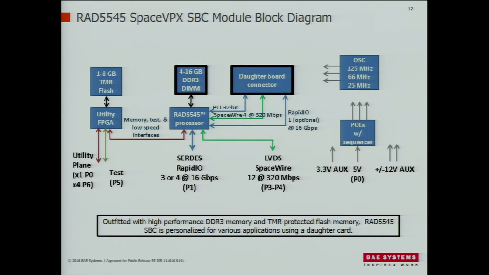And I guess the last thing to mention on here is on the upper left, we have NAND flash, which is in a TMR, triplicated configuration. The reason that is attached directly to the utility FPGA is the NAND controller is in the 5545, but the TMR function is implemented in the FPGA. So that's what does the voting, reads and writes all three devices, and does the correction.